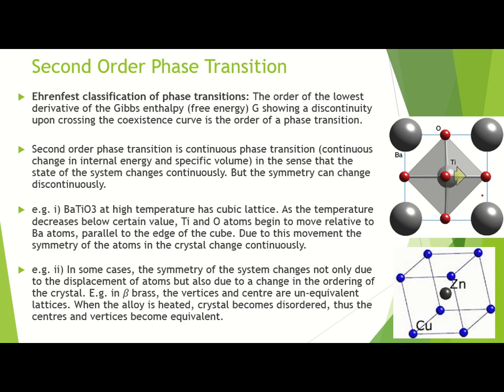We call them like that: the vertices or the edges where the copper is, are not the same as the center of the cube. That is why the copper cannot occupy the center. So there is something different between the central lattice point and the vertices lattice points. That's why we call them unequivalent. So these two points are unequivalent. The vertices and the center of the unit cell are unequivalent points because they are not equivalent.